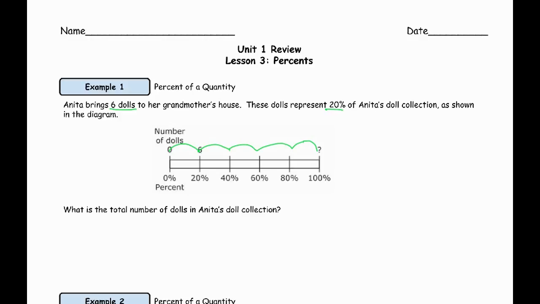If each is worth 6, we can simply multiply 6 times 5 and find out that the total number of dolls in Anita's doll collection is 30.